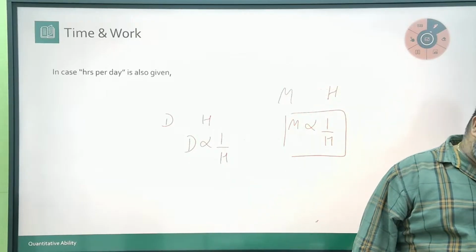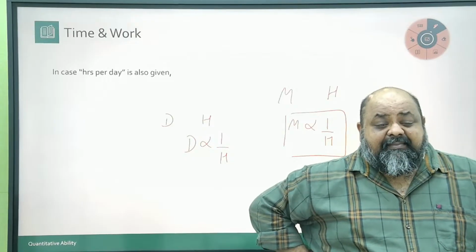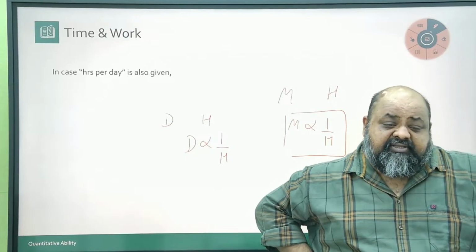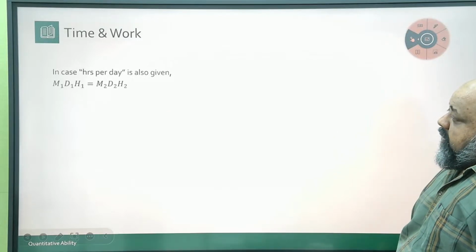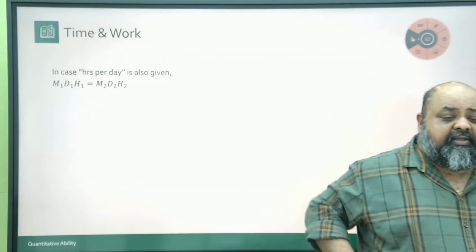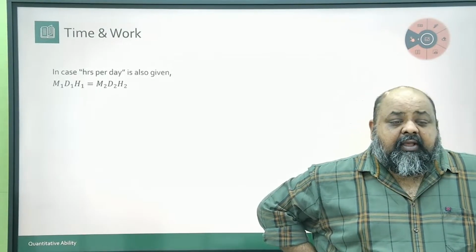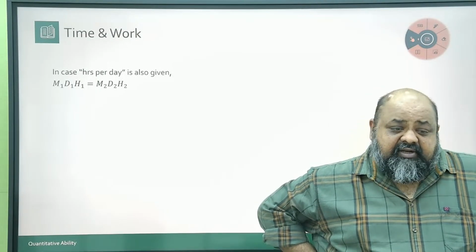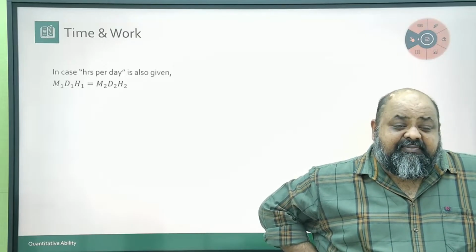Where there is inverse proportionality, the product stays the same. Because M and D both are inversely proportional to H, I can safely say that the product of M, D and H will be the same for a given amount of work. If you come to think of it, you will realize that this product MDH is nothing but the amount of work that has been done.